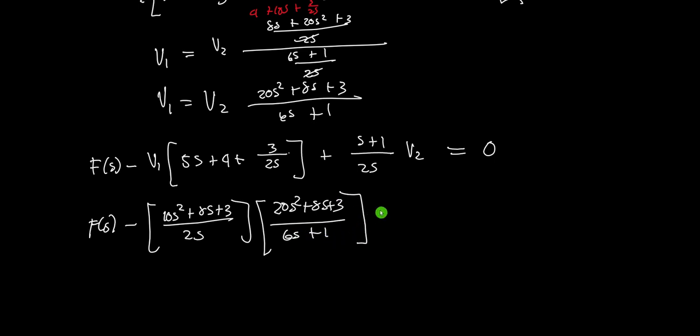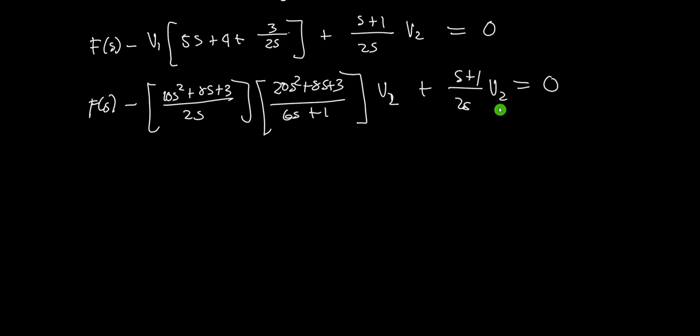Then we multiply it again with V2. So this should be V2 plus s plus 1 over 2s times V2, and this is equal to 0. So if you look at our equation now, this is now in terms of F(s) and V2 only.